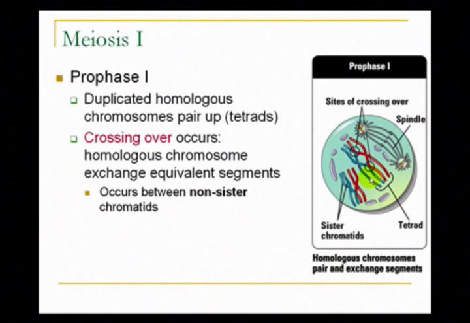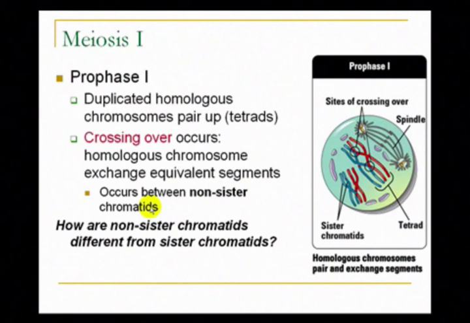Now this has to occur between non-sister chromatids. Why? How are non-sister chromatids different from sister chromatids? Well, remember, sisters are identical to each other. So it wouldn't matter if you swapped the hair color gene between these two sisters here, because they'd both be blonde. So it only really happens between non-sisters, which would be these two.